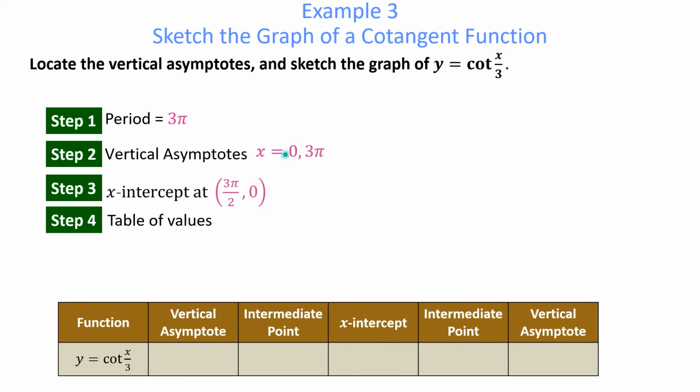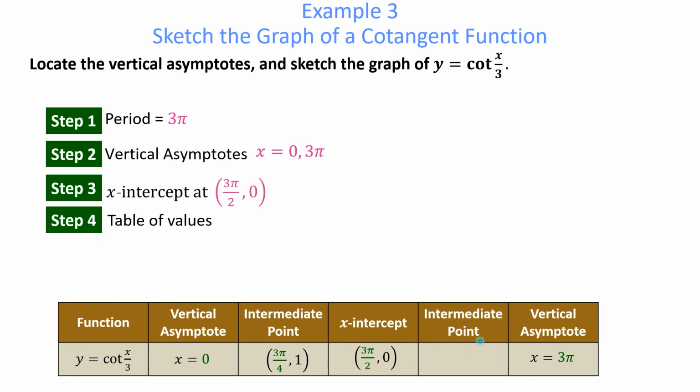So now for step 4, we'll be producing a table of values. These two key bits of information, the vertical asymptotes and the x-intercept, we'll input into this table here. So we have a vertical asymptote at x equals 0 and a vertical asymptote at x equals 3 pi. The x-intercept is 3 pi over 2, 0, as we worked out earlier. Now to find the intermediate point, we want the midpoint of these two x values. So between this vertical asymptote and this x-intercept, we want the midpoint. So we'll do 0 plus 3 pi over 2, which gives me 3 pi over 2, divided by 2 to give me 3 pi over 4. And then we'll substitute this x value into this function to give me the y value of 1.